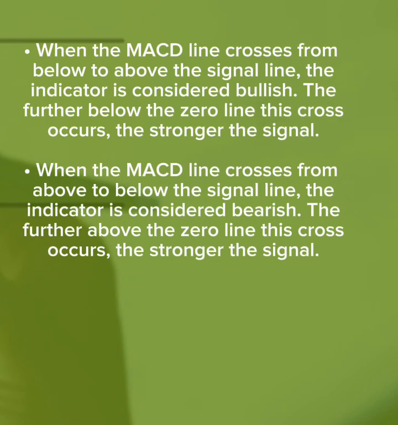When the MACD line crosses from below to above the signal line, the indicator is considered bullish. The further below the zero line this cross occurs, the stronger the signal. When the MACD line crosses from above to below the signal line, the indicator is considered bearish. The further above the zero line this cross occurs, the stronger the signal.